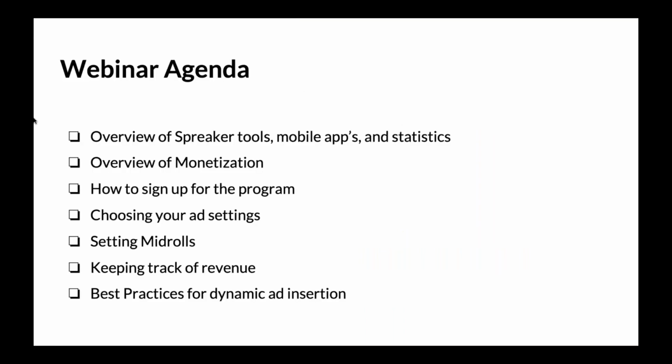Today, we're going to be going over Spreaker's tools, the mobile apps, the statistics that we offer. I'm going to give an overview of our monetization program, how to sign up, how to choose your ad settings, how to set your mid-rolls, how to keep track of your revenue, and then the best practices for dynamic ad injection. At the end, I'll do a Q&A. So if you have any questions as we go along, please write them down, and I'll be opening up microphones at the end to take questions.